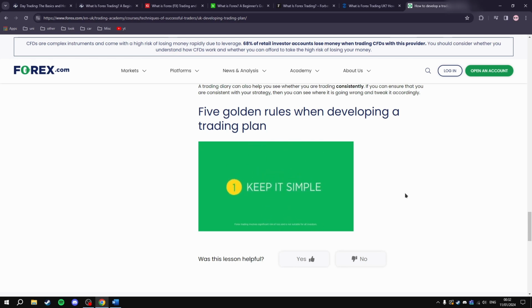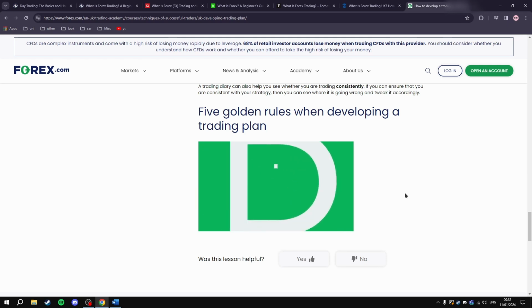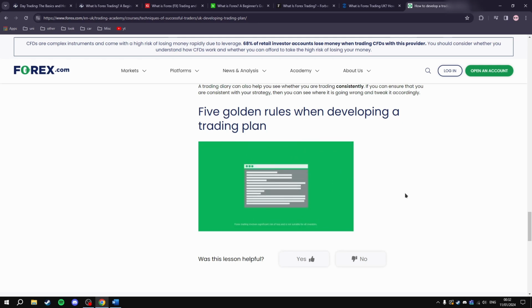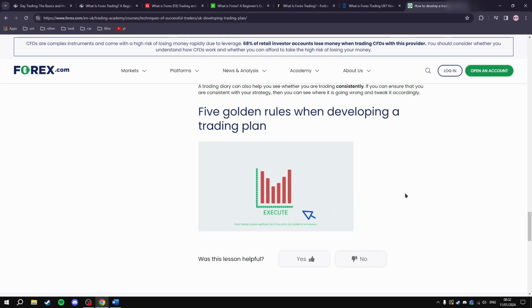Golden rule number 1 is to keep it simple. You don't need to be a quant, creating complicated algorithms or game theory scenarios for every single trade you place. Simply find a strategy that is straightforward and easy to execute for your particular risk tolerance and trading objectives.